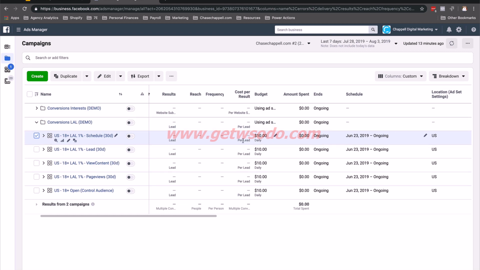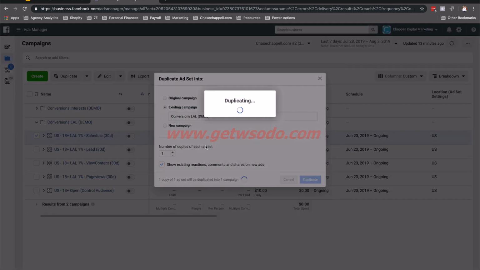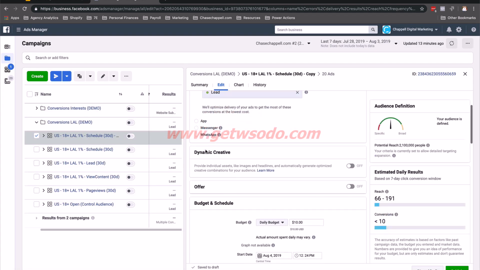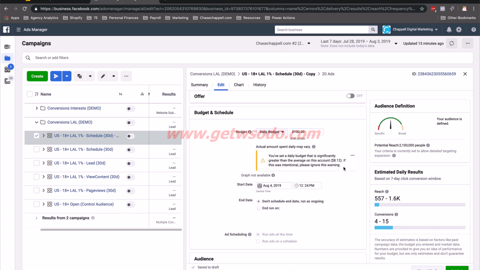$10 daily, and we want to scale it up by 10 times the amount, rather than just clicking here and going to 100, which would end up resetting our learning phase and can completely throw off our results. We would just end up duplicating into the existing campaign, the same one. We'd hit duplicate, and we'd end up changing our daily spend to 10 times the amount. So in this case, we're going to do 10 times, so 100 would be the daily budget.